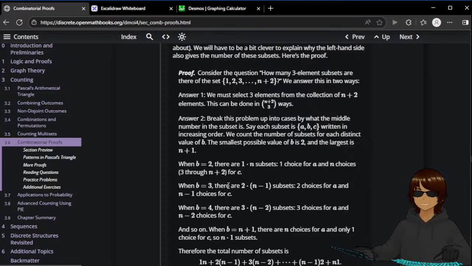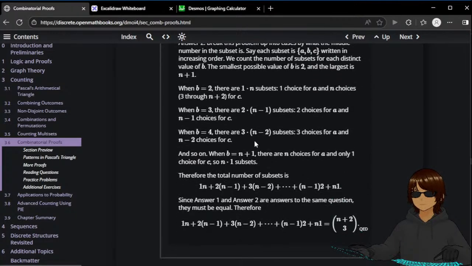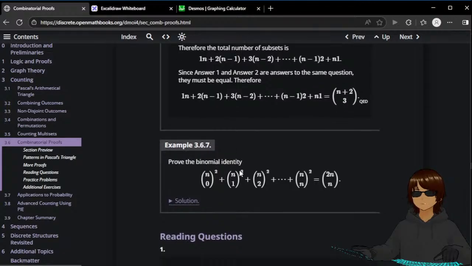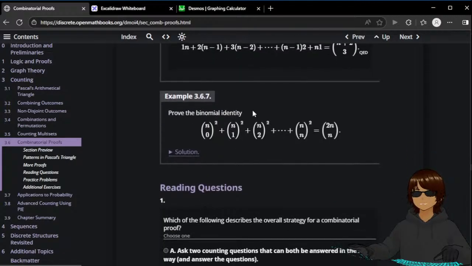When B is equal to 3, there are 2 times n-1 subsets, 2 choices for A and n-1 choices for C. When B is equal to 4, there are 3 times n-2 subsets, 3 choices for A and n-2 choices for C. And so on. Okay, I understood. Prove the binomial identity.